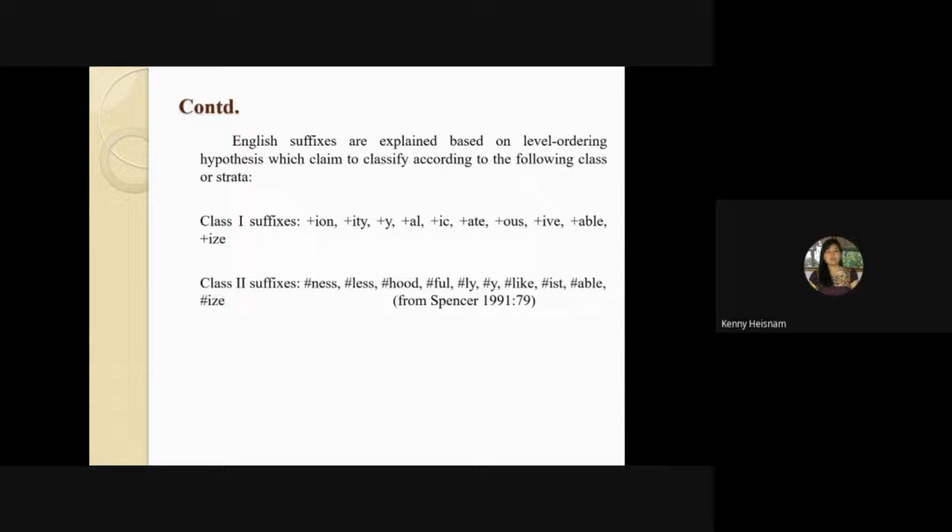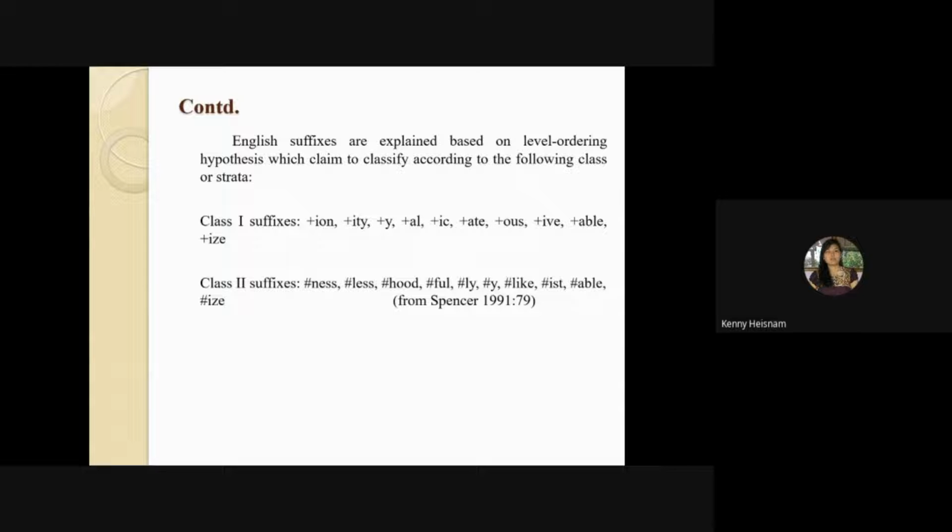In the case of English, the suffixes are explained based on the level ordering hypothesis. The level ordering hypothesis suggests that suffixes belong to different lexical strata, and these strata interact phonologically and morphologically in intricate ways. So from Spencer 1991, the suffixes in English are classified into two groups: class 1 suffixes and class 2 suffixes, based on two criteria.